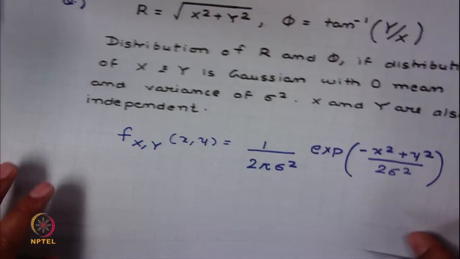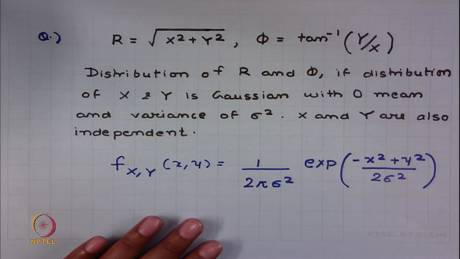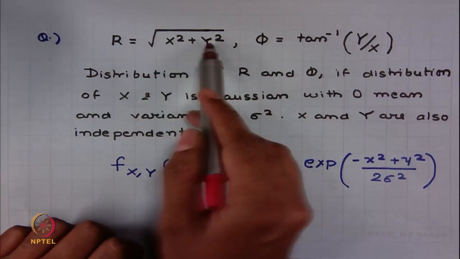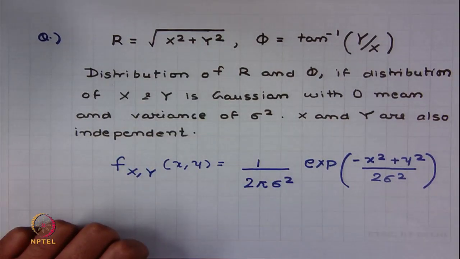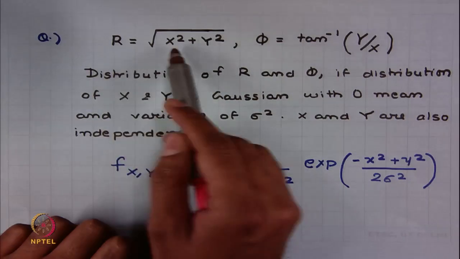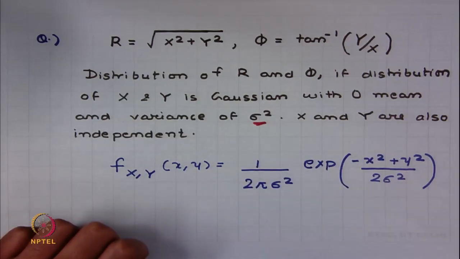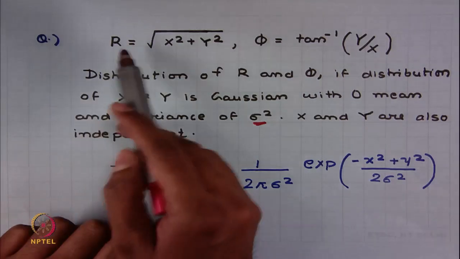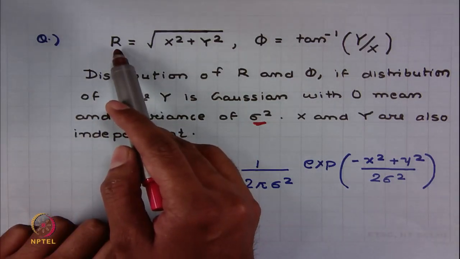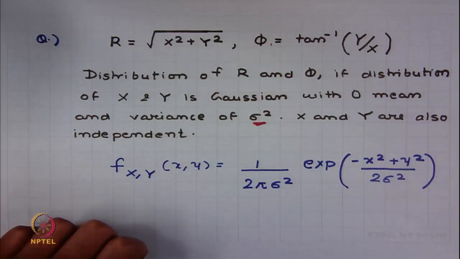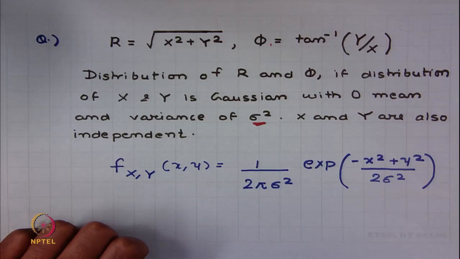So, let us do one quick exercise from random variables and processes world, and let us say we have two random variables x and y. These random variables are independent of each other. Let us assume that these random variables are Gaussian with 0 mean and variance of sigma square, and what we want is we want to find out the distribution of this r and phi. These random variables are described by these relationships.